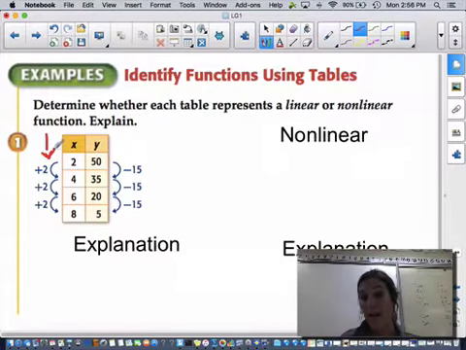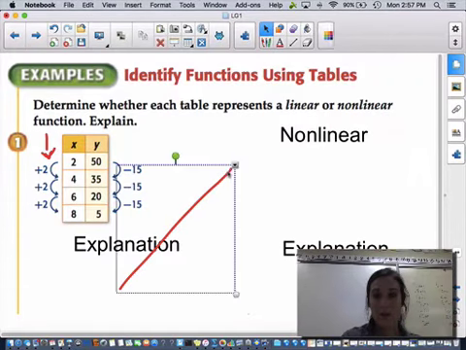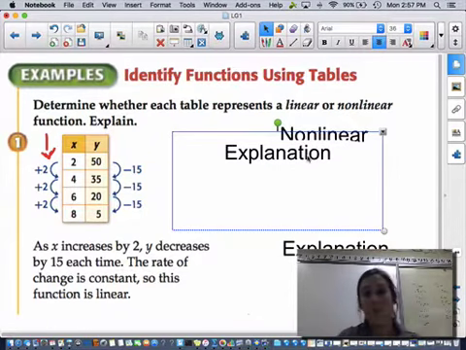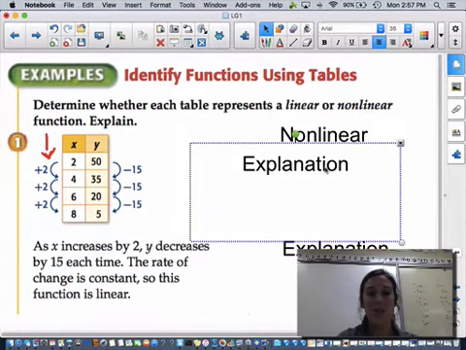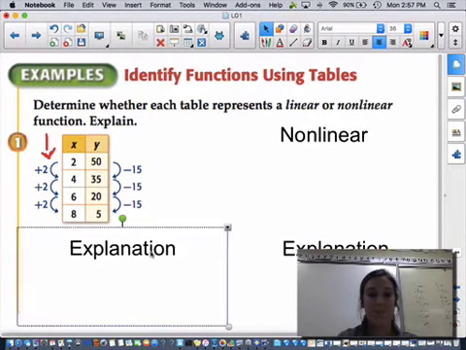Now, on the y side, if it is linear, it will also always be constant. From 50 to 35, it's going down 15. From 35 to 20, it's going down 15. From 20 to 5, it is going down 15. So as x increases by 2, y decreases by 15 each time. The rate of change is constant. So this is a linear function, since that rate of change is constant.